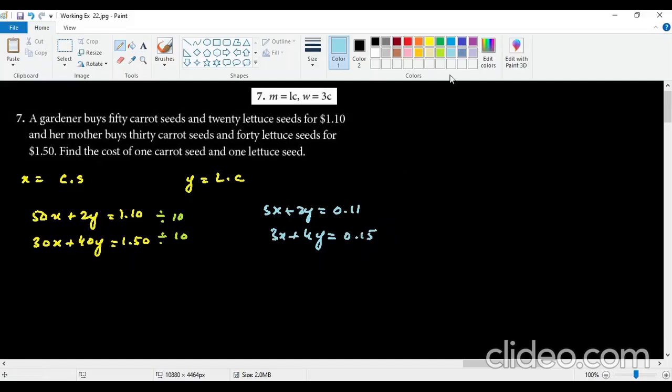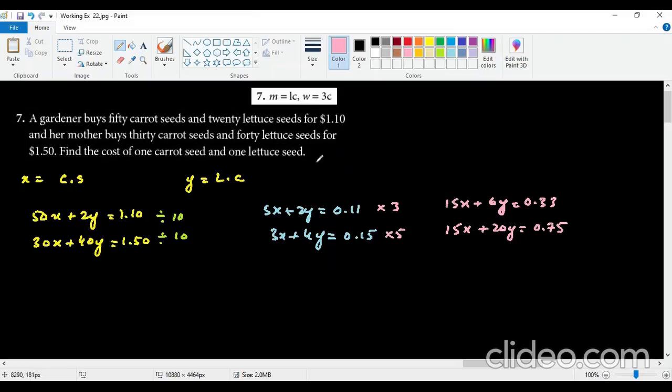Now what we have learned in the elimination method, I will multiply this equation by 3 and this equation by 5. So the new equation is going to be 15x plus 6y equals 0.33, and the second equation is going to become 15x plus 20y equals 0.75. So these are the two new equations.